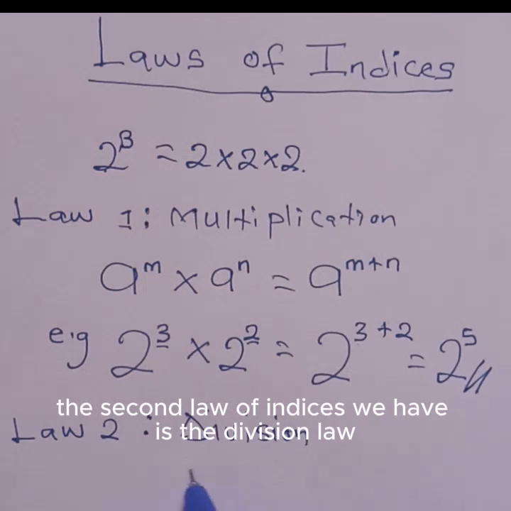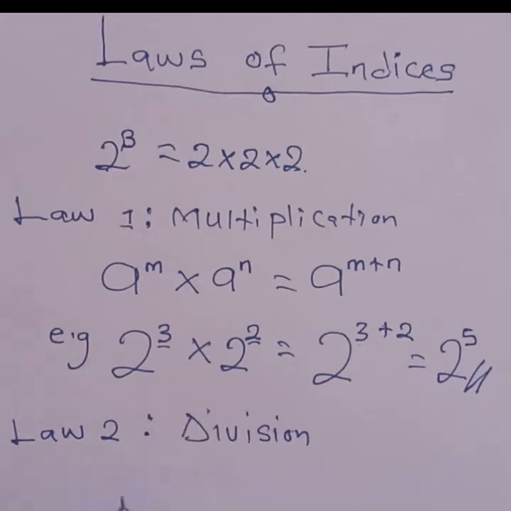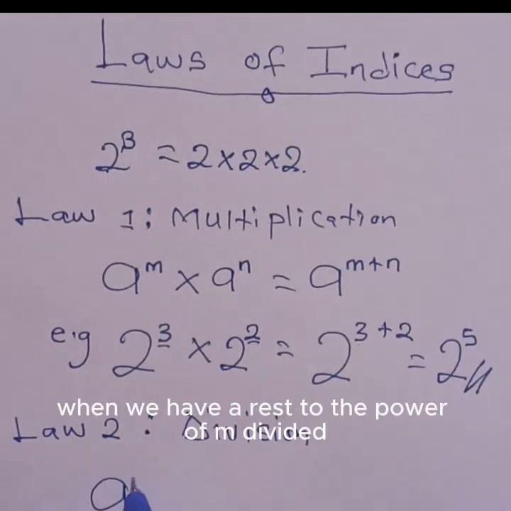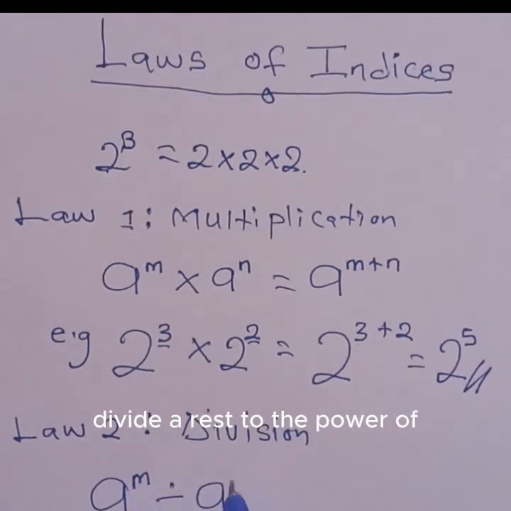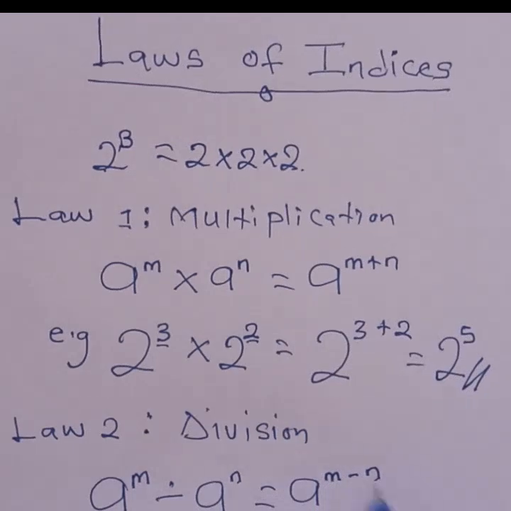The second law of indices we have is the division law. Unlike multiplication, in division, we subtract the index. For instance, when we have a raised to the power of m divided by a raised to the power of n, this is equal to a raised to the power of m minus n.